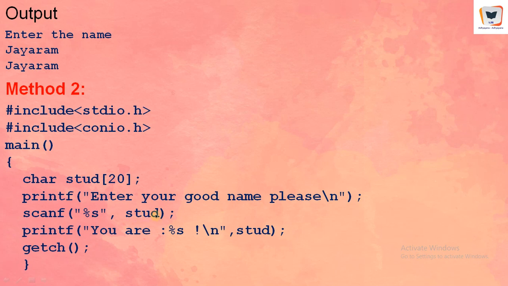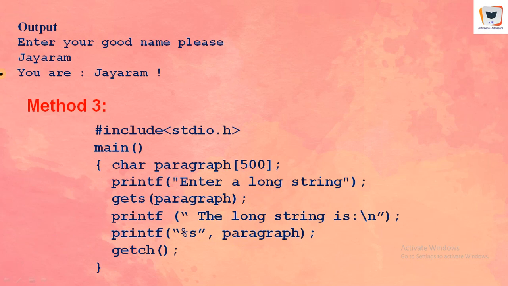But for integer variables and float variables, as you know pretty well, it's a must to place the ampersand operator. Okay, it's a unary operator. Okay, printf("You are %s\n", stud). This is how it works. Enter your good name, please. Jayaram, you are Jayaram. Okay.